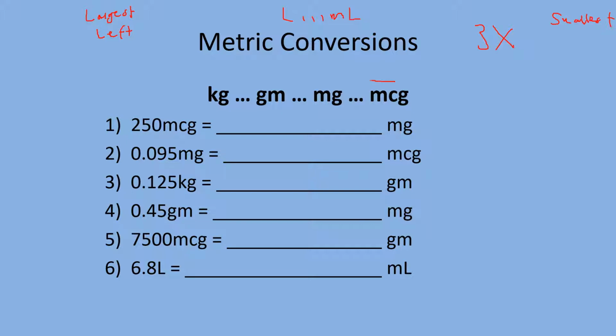Micrograms to milligrams is 3 spaces to the left. So here's the decimal. I'm just going to move it 1, 2, 3. How would you document this number? 0.05. Yeah, so make sure you have a 0 in front of the decimal and no trailing zeros. Milligrams to micrograms. This time we are going 3 to the right. So we're going to move it 3 spaces, 1, 2, 3, and that just becomes 95. Easy enough.